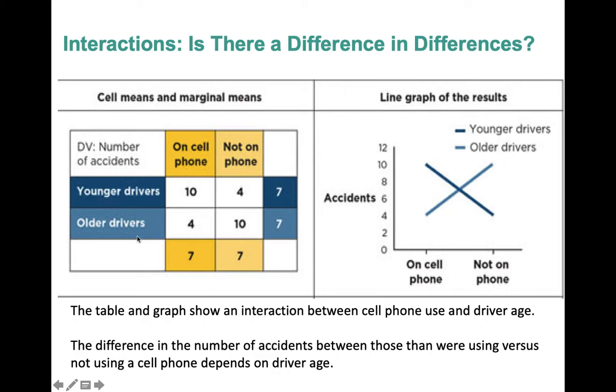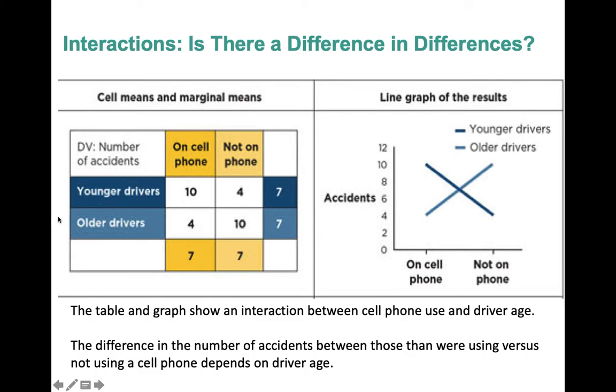So we can say, who gets in more accidents, younger drivers or older drivers? Well, it depends on whether they're using the cell phone or not. When on a cell phone, younger drivers get in 6 more accidents than older drivers. But that pattern reverses exactly when they're not on a cell phone, such that older drivers get in 6 more accidents than younger drivers when they're not on a cell phone.